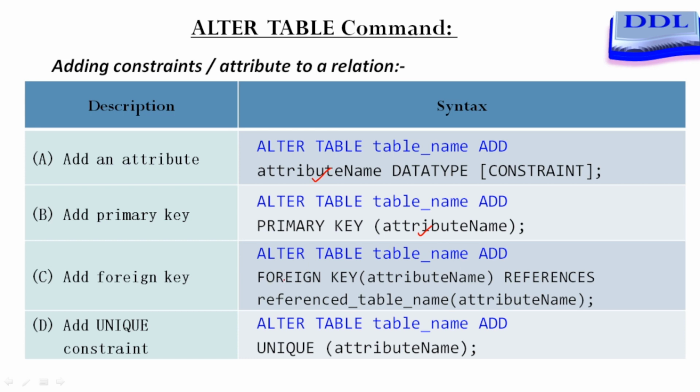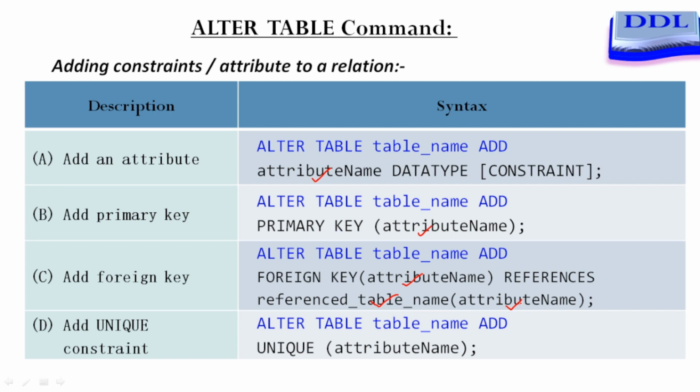The next one is foreign key. Alter table, table name, add foreign key. We are adding a foreign key. Add foreign key, attribute name. This attribute name is the attribute present in this child table, followed by the references keyword. After that, give the parent table name, the referenced table name, and then in brackets give the attribute name.